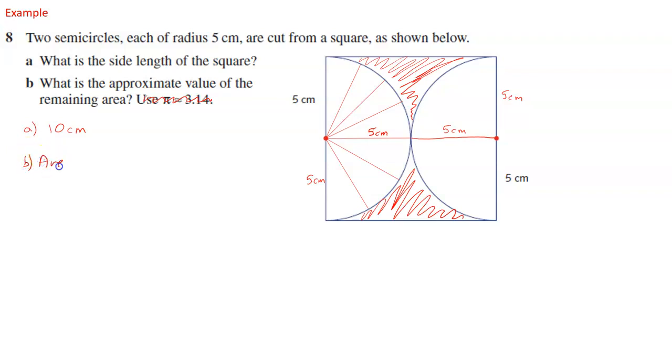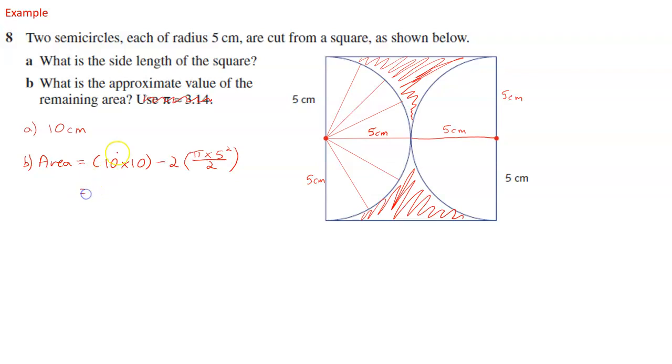So the area left is the area of the square, which is 10 times 10. Again, we could have written 10 squared there if we wanted, minus 2, because we've got two semicircles, the area of the semicircle. Remember, the area of a semicircle is the area of a circle, so pi times 5 squared divided by 2, because it's a semicircle, it's half of a circle.